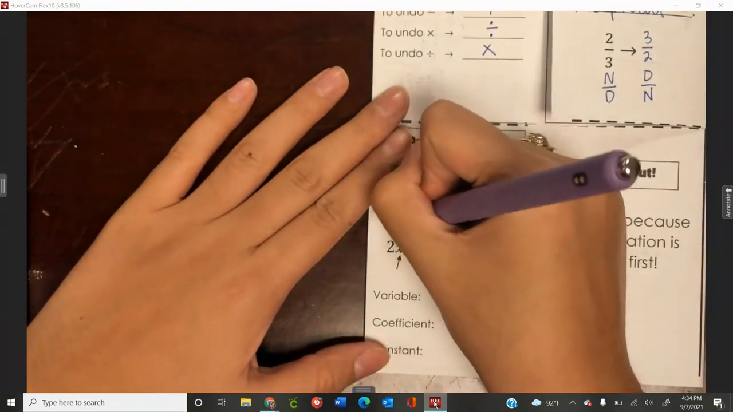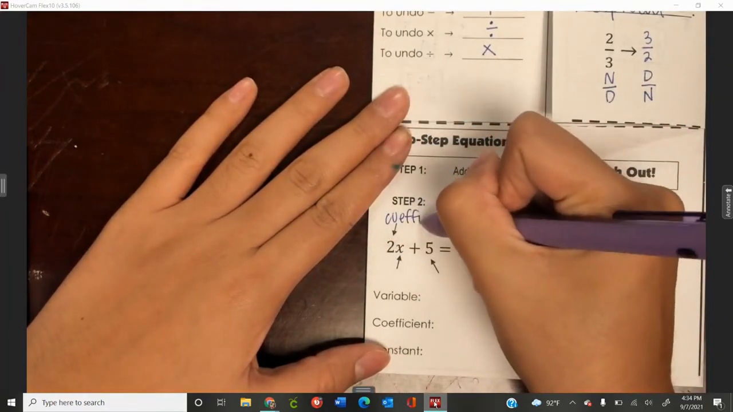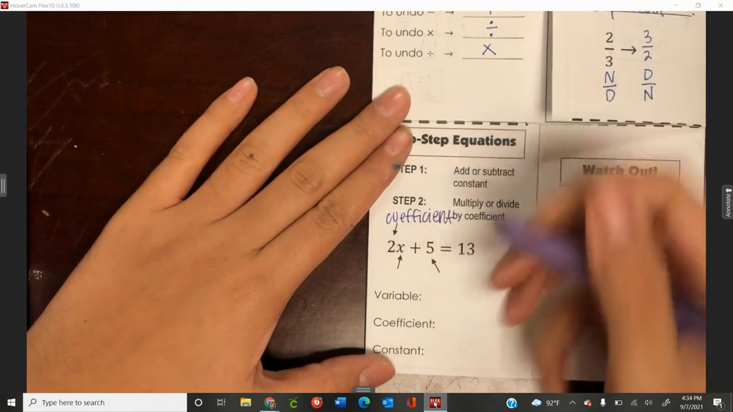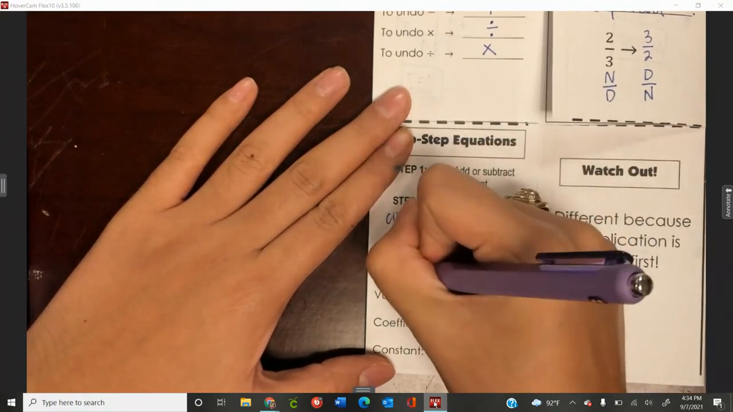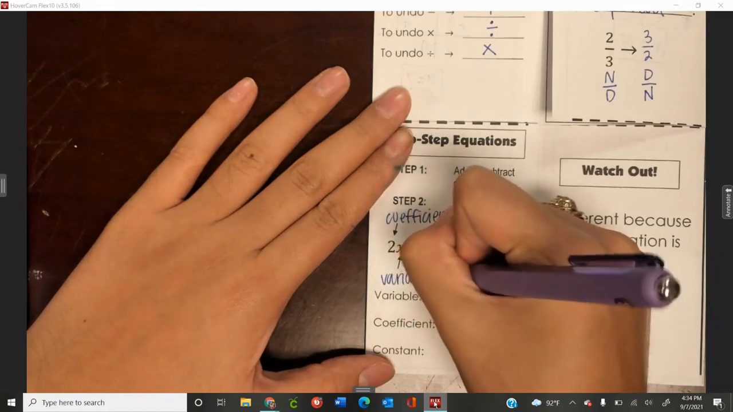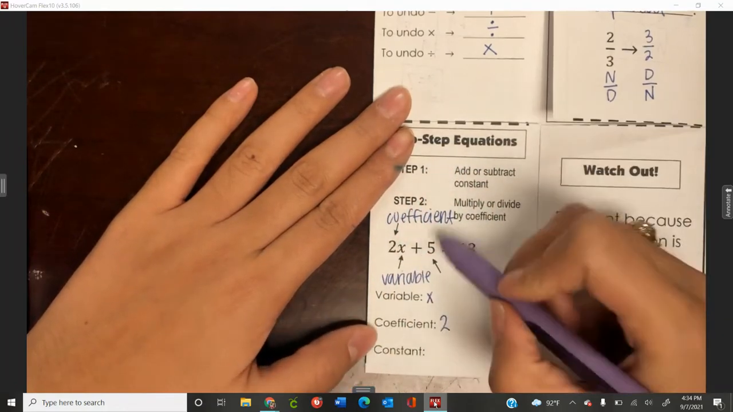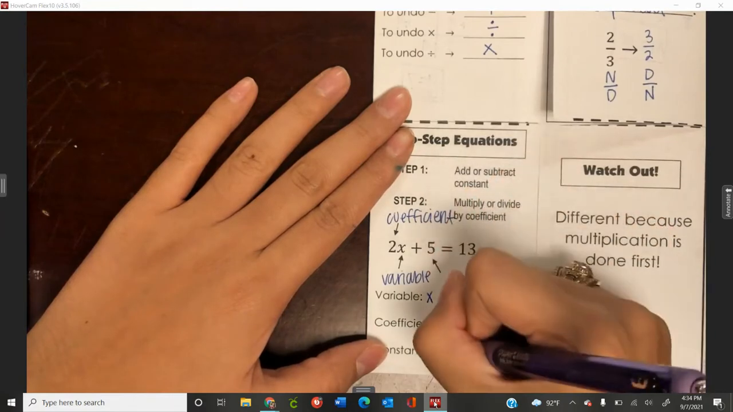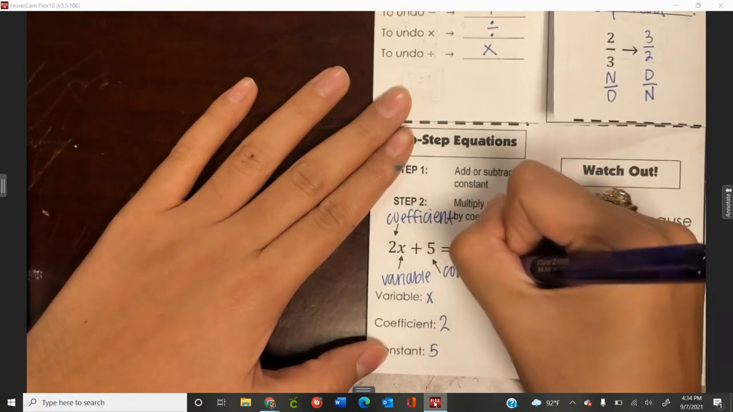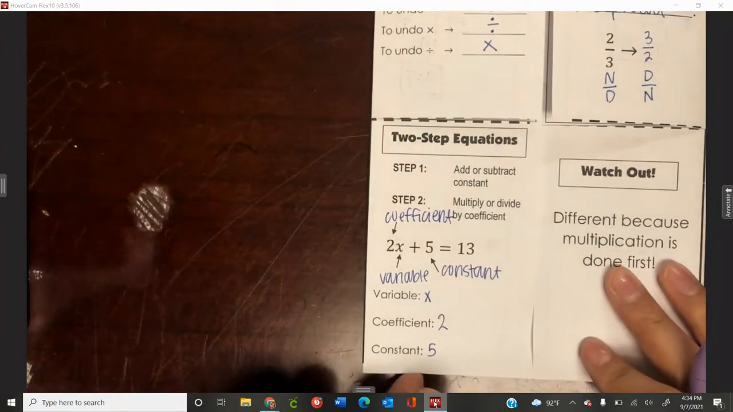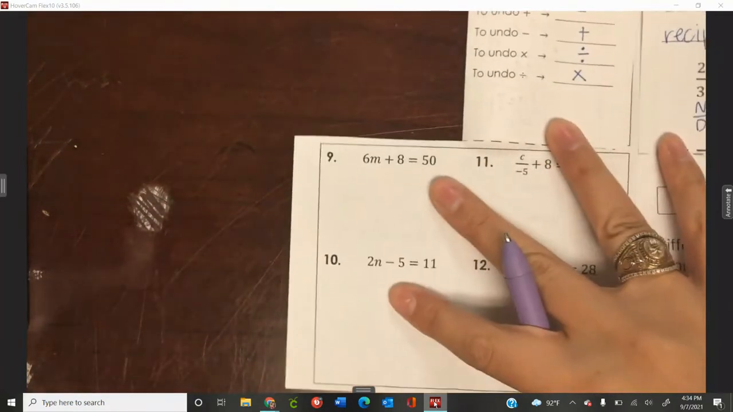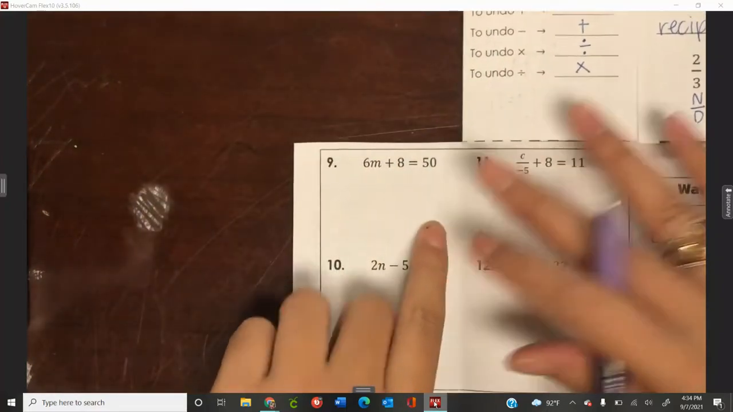So looking at this example, 2x plus 5 equals 13. 2 will be our coefficient, the number in front of x, so is 2. Our variable is the letter, so our variable here is x. And then 5 will be our constant. That's what we're adding to our term, our variable. So let's go ahead and look at our example. So number 9, I have 6m plus 8 equals 50.